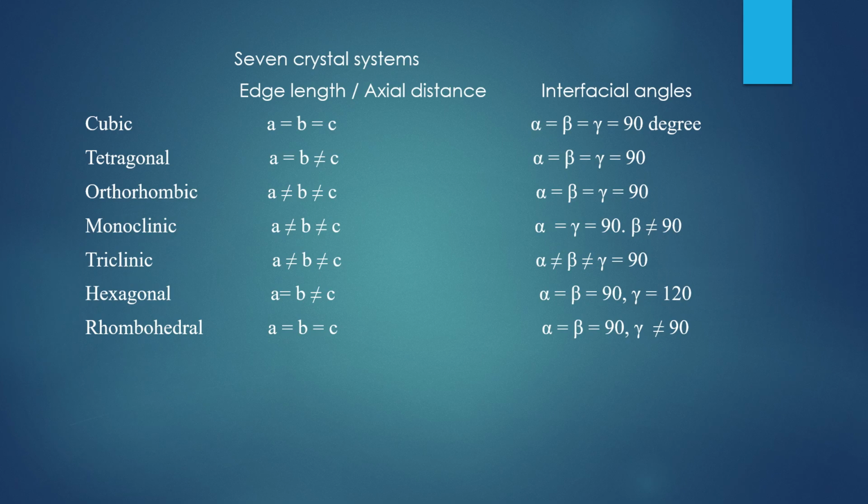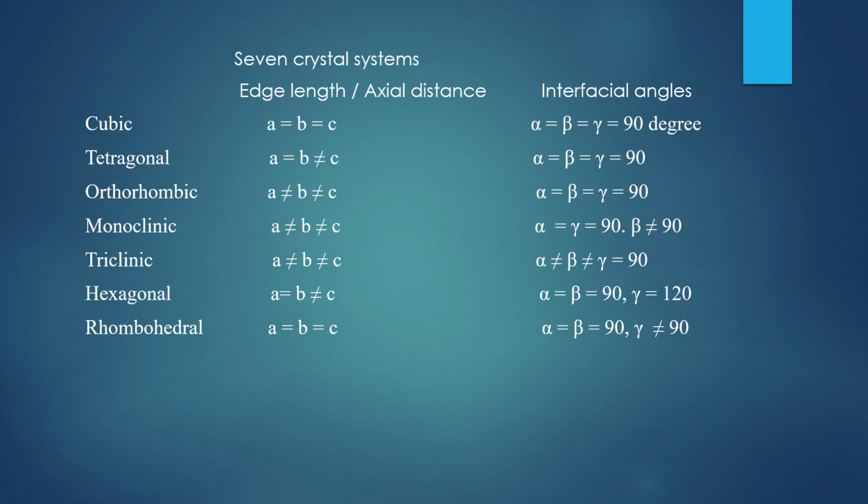Interfacial angles are the angles formed between adjacent crystal faces. These angles are determined by the internal arrangement of atoms and are characteristic of each crystal type. They are usually represented by alpha, beta and gamma. Alpha lies between the b and c axes, beta lies between a and c, and gamma lies between a and b.